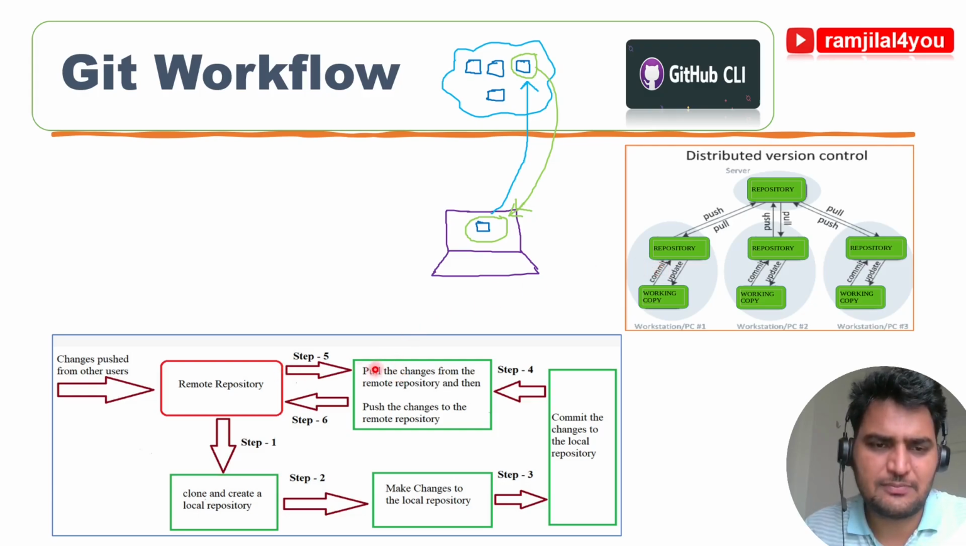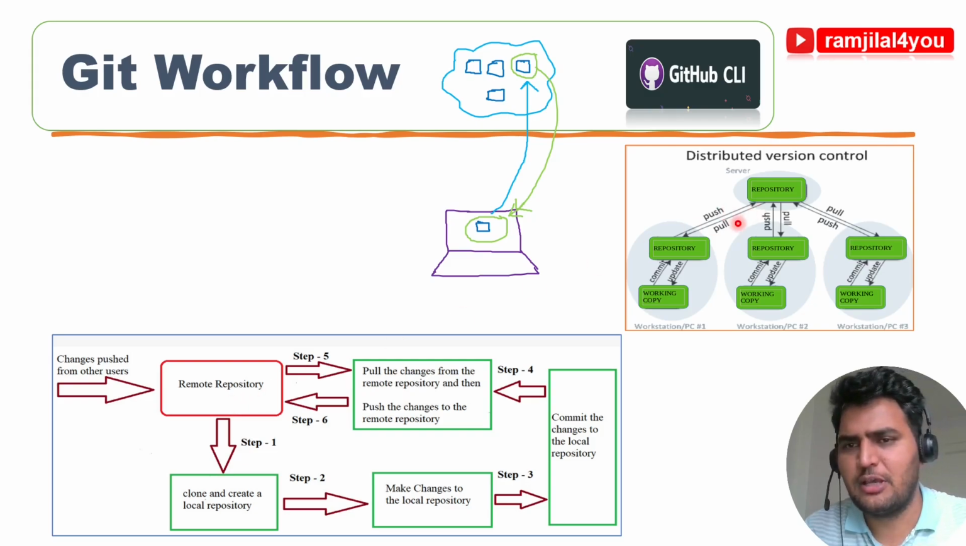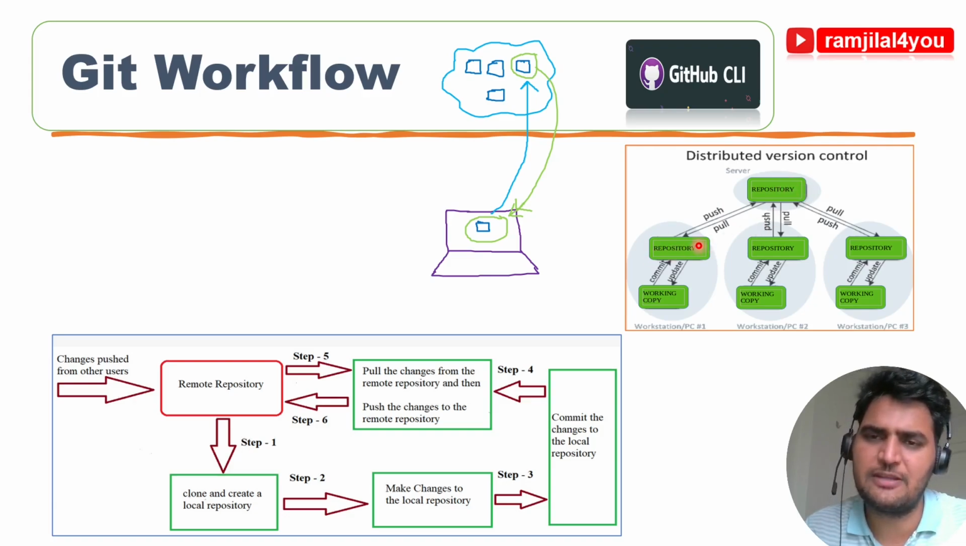So once we pull the changes, the version of our file and the version of that file on the server are the same. So now we will push the changes: first pull and then push. Pull means we are fetching and merging the changes of the remote repository file into the local repository, and pushing means we are pushing the changes to the server, right? Once the push is done, we can see our changes on the remote server. I hope you are getting it.